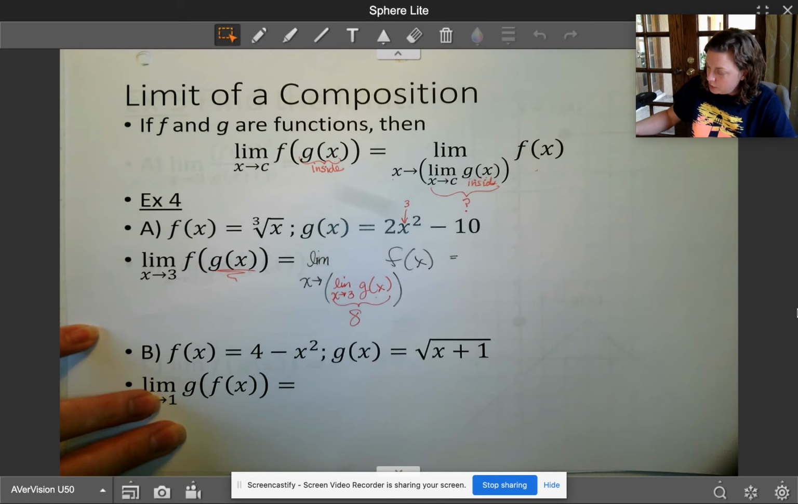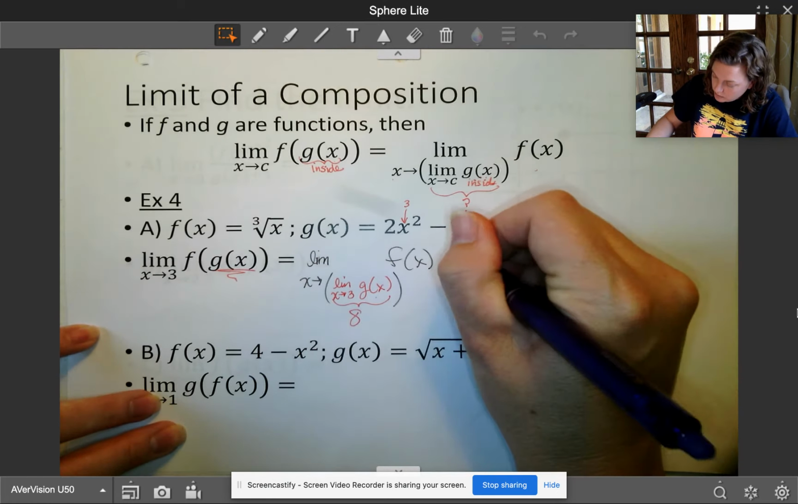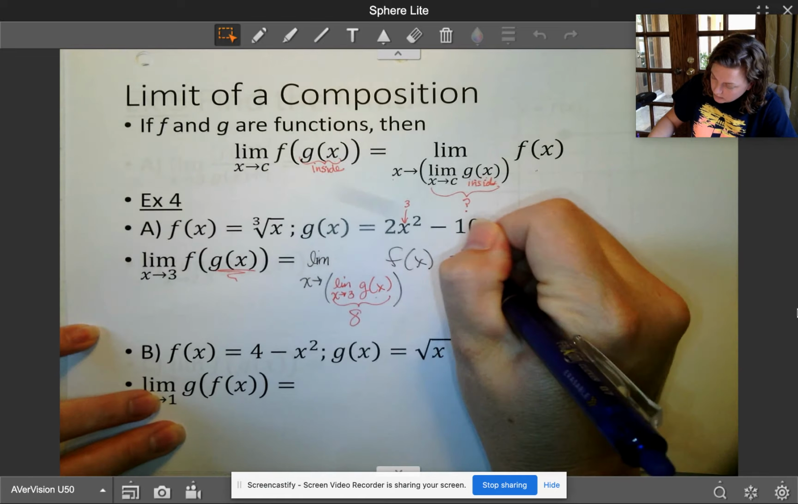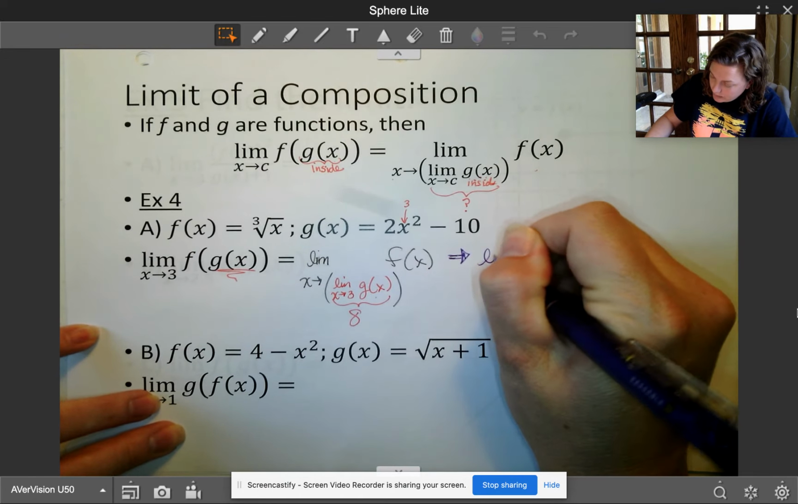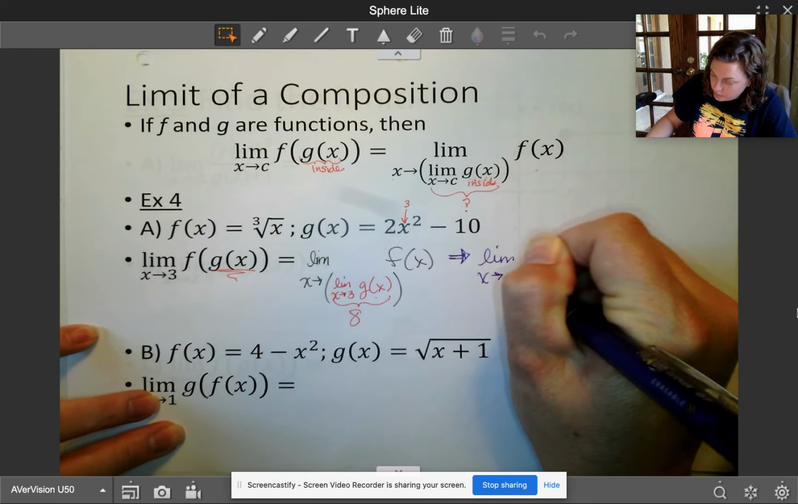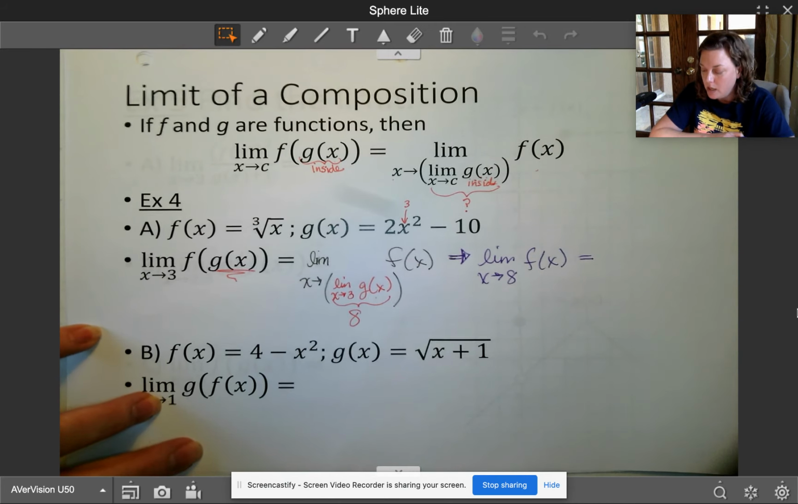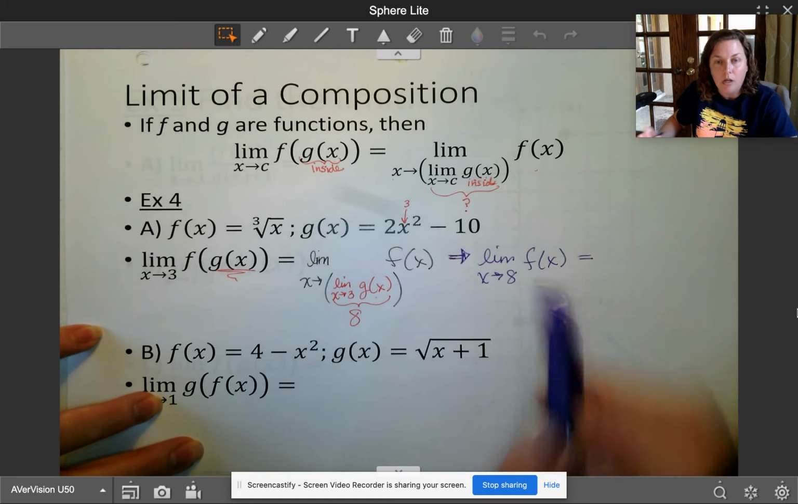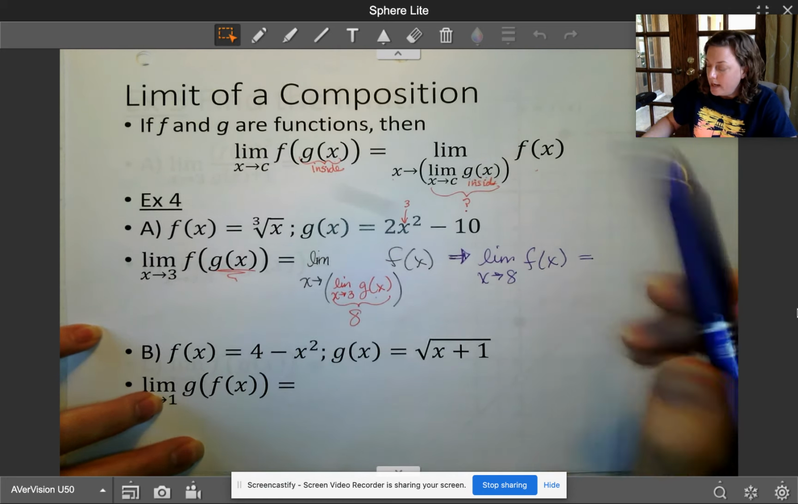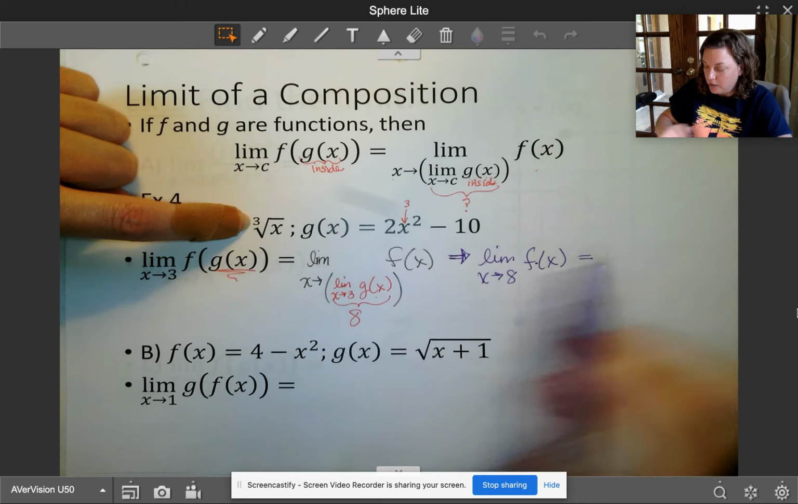And so we get to now figure out, now we can answer the question. As x approaches 8 of the outside function, what's our result? So see how that sort of changes things? We get this new value that we have to approach. And now we're referencing our f of x function.